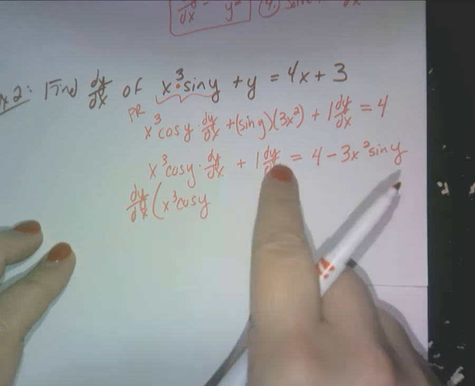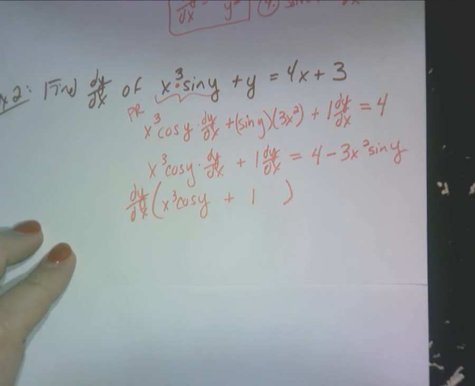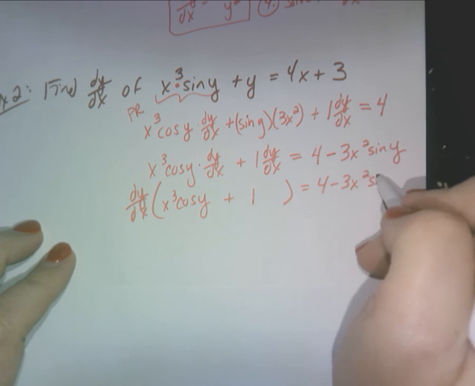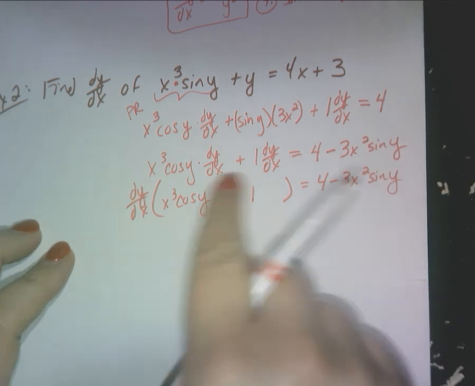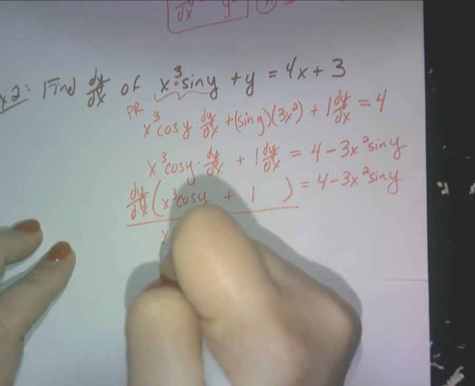If I took out a dy/dx from here, what would I be left with? See how that 1 kind of helped me out? Because if I didn't have that 1, some of you might have just thought it didn't exist. So equals 4 minus 3x squared sine y. And now how do you get dy/dx by itself if you have this and you're multiplying by it? What do you just do? Just divide that whole thing out.